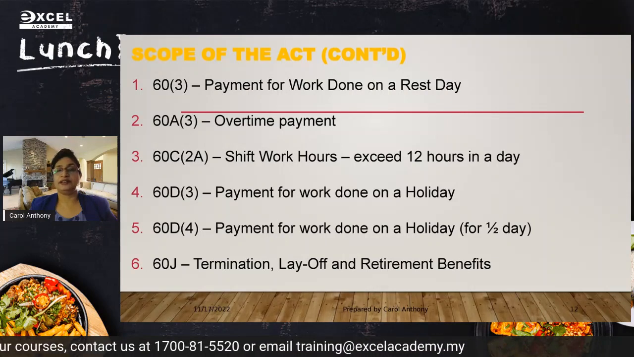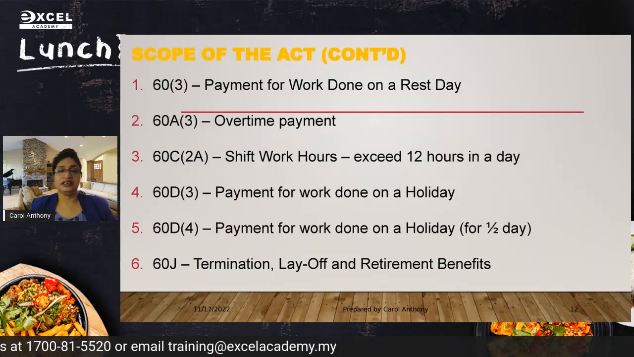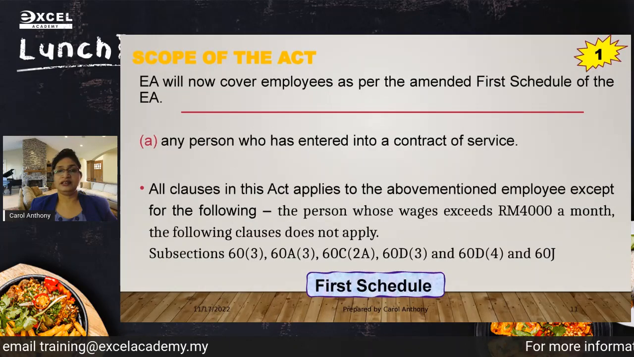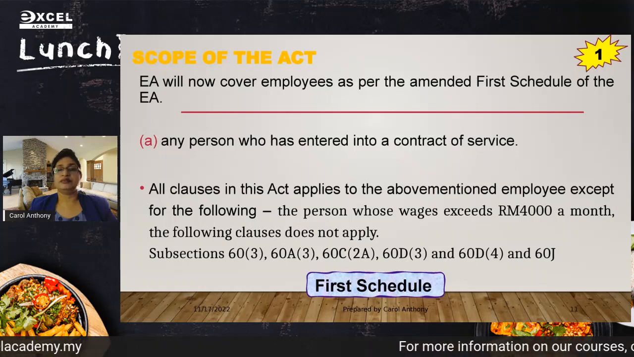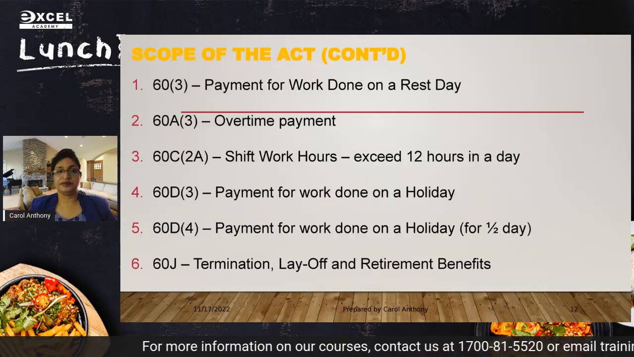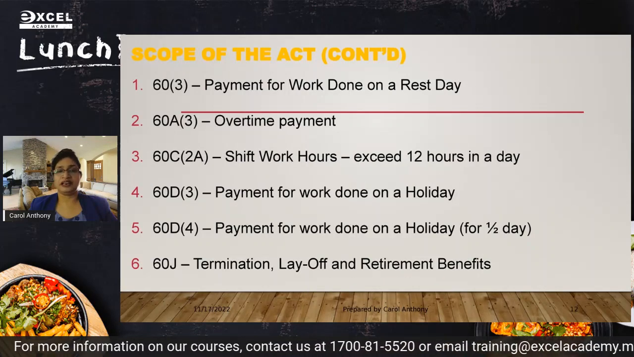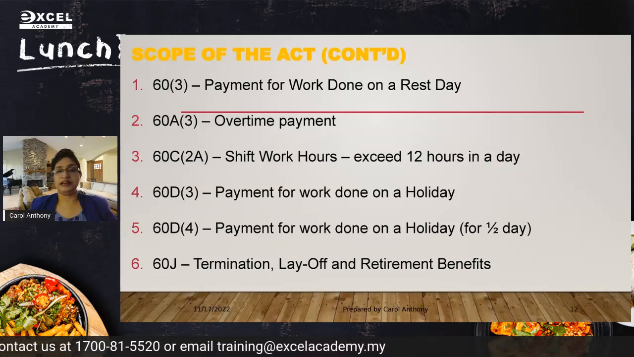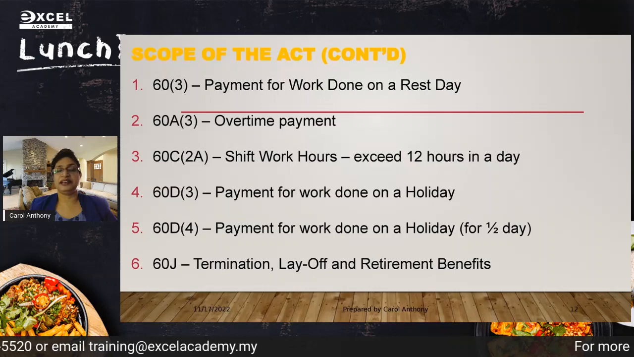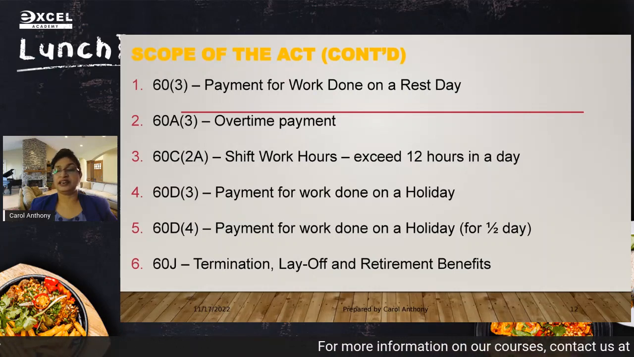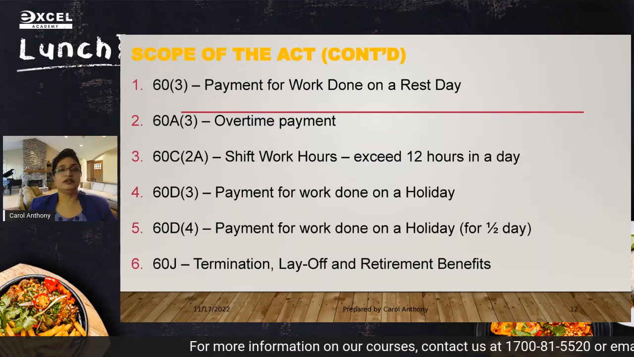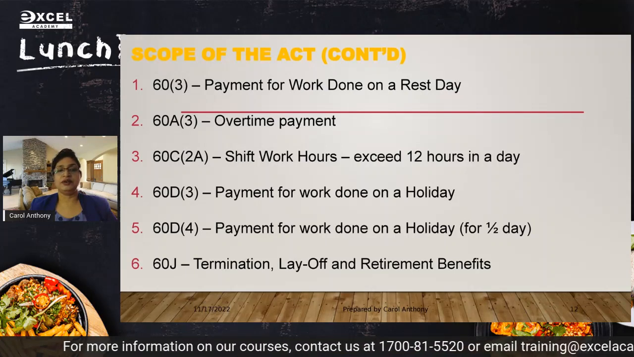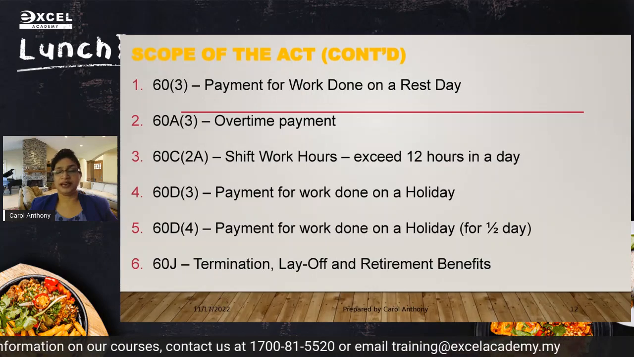So meaning the employees who earn more than 4,000 a month, meaning 4,001 ringgit and above, you don't have to pay them overtime. And you don't have to pay them the termination benefits in case you're terminating them. 60J relates mostly to layoff and retrenchment. So you don't have to pay them overtime or retrenchment benefits.